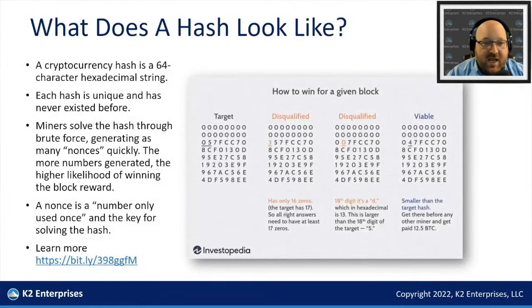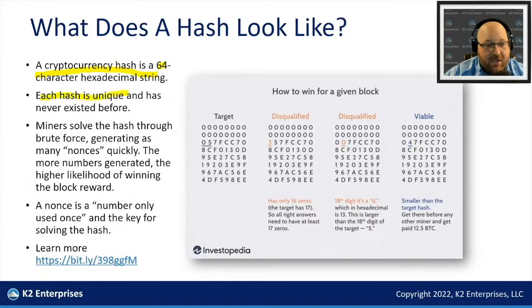Now, what does a hash look like? Okay, so as I talked about, a cryptocurrency hash is a long string of what seems to be random characters. Well, it's actually a 64-character hexadecimal string that is a combination of letters and numbers, and it represents an encrypted value.